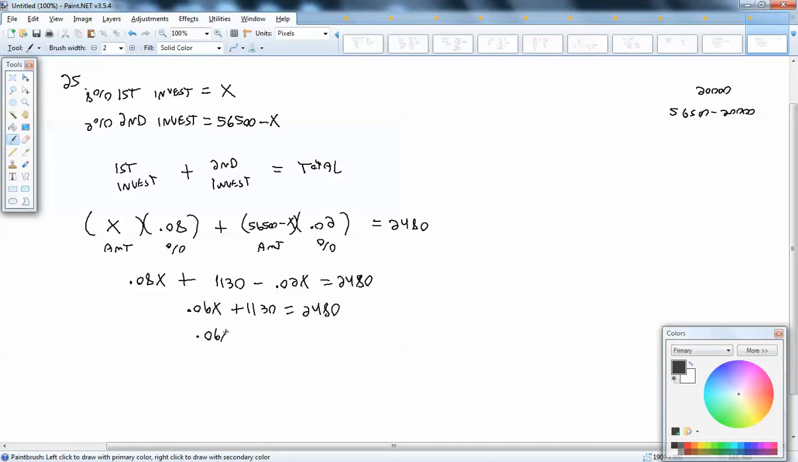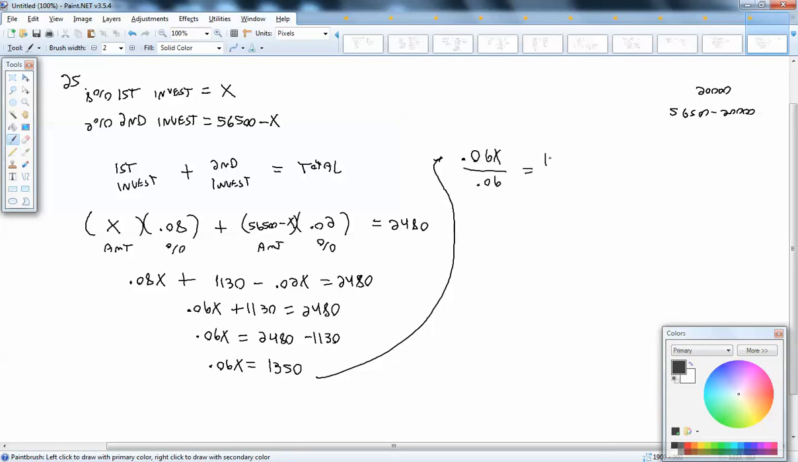Get everything with an x on one side, numbers on the other, so take that 1130 over to the right side. It becomes a negative 1130, which gives us 2480 minus 1130, 1350. And then divide both sides by the number in front of your x. So we'll divide both sides by 0.06. And I get x is equal to 22,500. So that's this first at 8%.